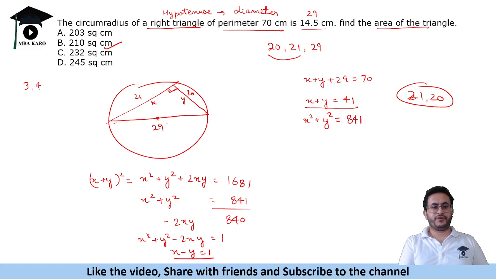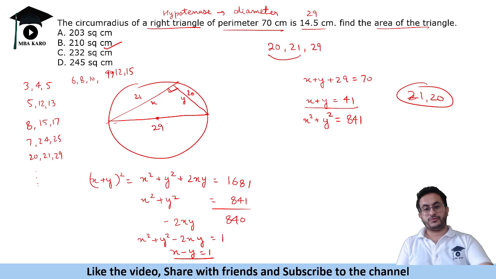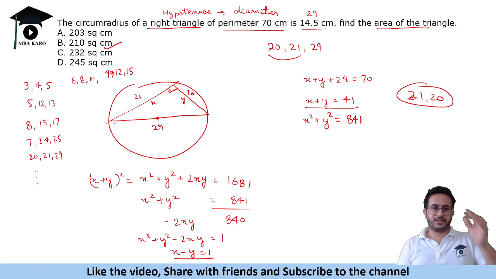So we have 3, 4, 5. Okay, and their multiples also, like we can have 6, 8, 10, okay, 9, 12, 15, etc. Then you have 5, 12, 13, 8, 15, 17, 7, 24, 25, then 20, 21, 29, and so on. There are a lot of Pythagorean triples. So just know their numbers, especially 3, 4, 5.